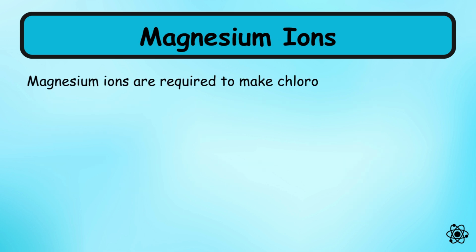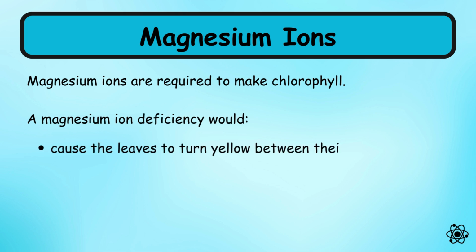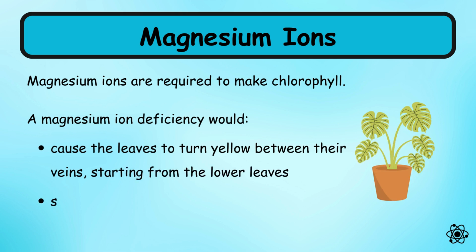Magnesium ions are required to make chlorophyll. If a plant has a magnesium ion deficiency, then it will lack chlorophyll. Leaves will turn yellow from the bottom of the stem upwards and plant growth will slow down due to reduced photosynthesis.